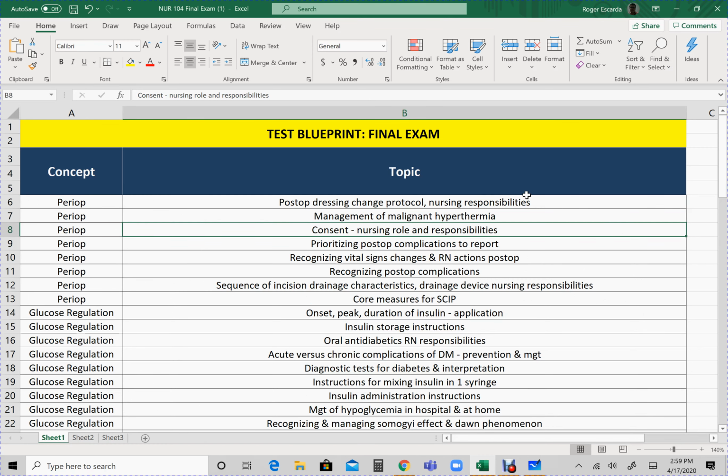Consent is under chapter 14. This is regarding what is the nurse's role regarding consent. Are you the one explaining consent? Are you the one obtaining informed consent? Or what does it mean when you ask for the patient's signature? Or describe what is your role and most especially your responsibilities regarding consent.